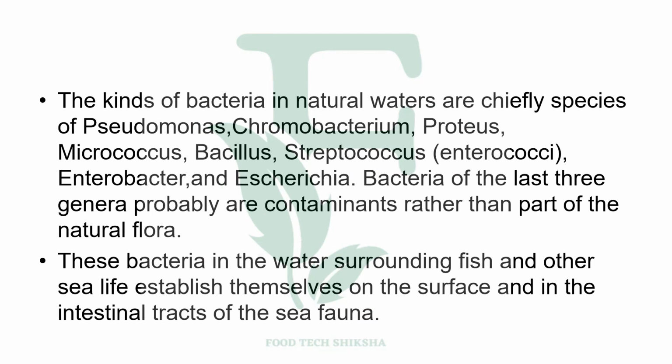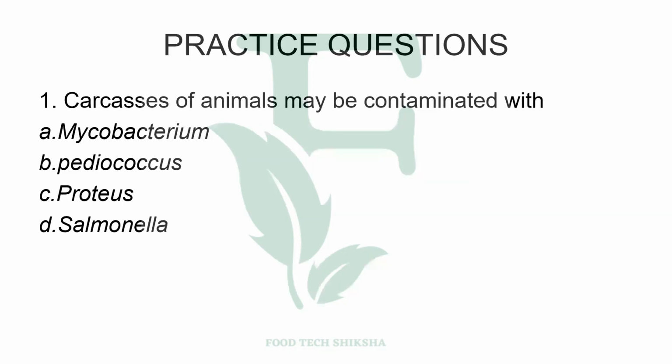So these bacteria in the water surrounding fish and other sea life establish themselves on the surface and in the intestinal tracts of the sea fauna, and they definitely affect the aquatic life, and finally these fishes and sea creatures are consumed by humans and the contamination reaches the individuals.